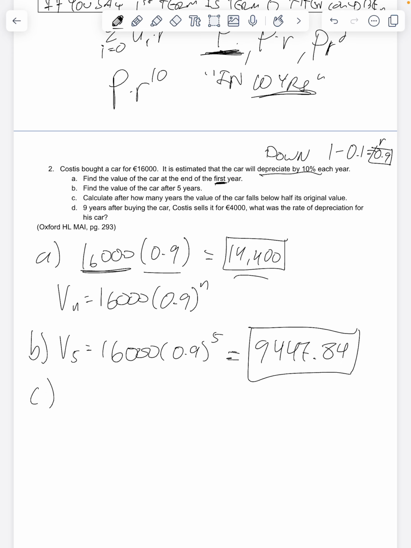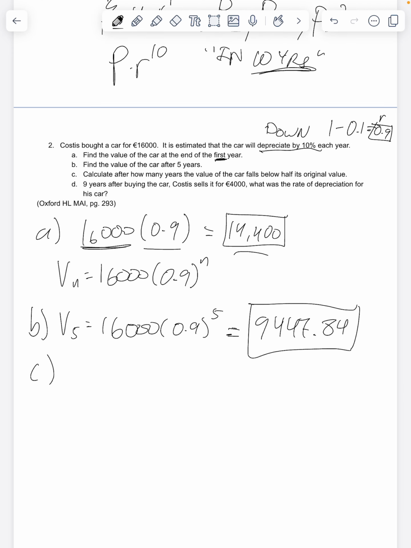Okay. So for letter C, calculate after how many years the value of the car falls below half its original value. Well, half of the value is 8,000, so I'm going to solve this equation: 8,000 is equal to 16,000 times 0.9 to the n, or the x, or whatever you want.